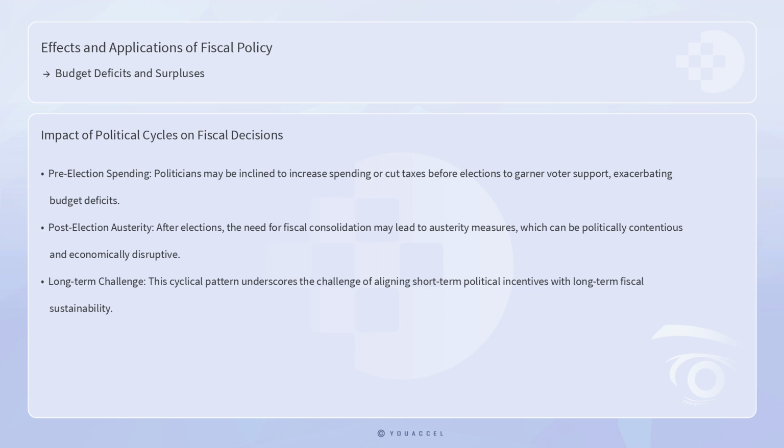increases. In democratic societies, the political cycle can influence fiscal decisions, leading to what is known as the political business cycle. Politicians may be inclined to increase spending or cut taxes before elections to garner voter support, exacerbating budget deficits. After elections, the need for fiscal consolidation may lead to austerity measures, which can be politically contentious and economically disruptive. This cyclical pattern underscores the challenge of aligning short-term political incentives with long-term fiscal sustainability.